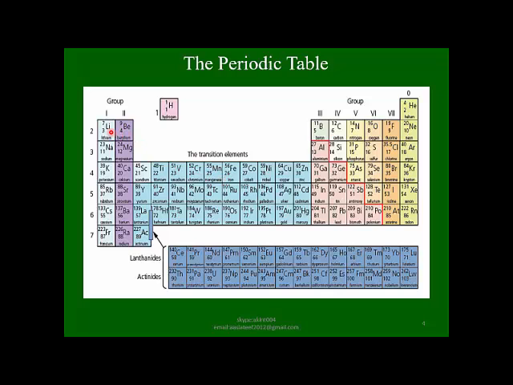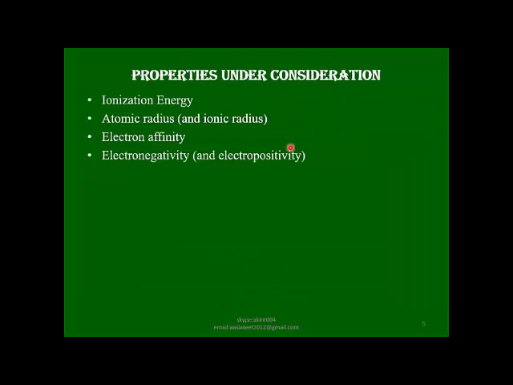Although there is a diagonal relationship such that lithium and magnesium are related, beryllium and aluminum are related, for our level now we don't need them. All we need to do now is to understand the concept behind the trends of all those properties across the period and down the group. The properties that we are going to consider are ionization energy, atomic radius, electron affinity, and electronegativity. Atomic radius, we can extend to ionic radius, and electronegativity can by extension be extended to electropositivity.